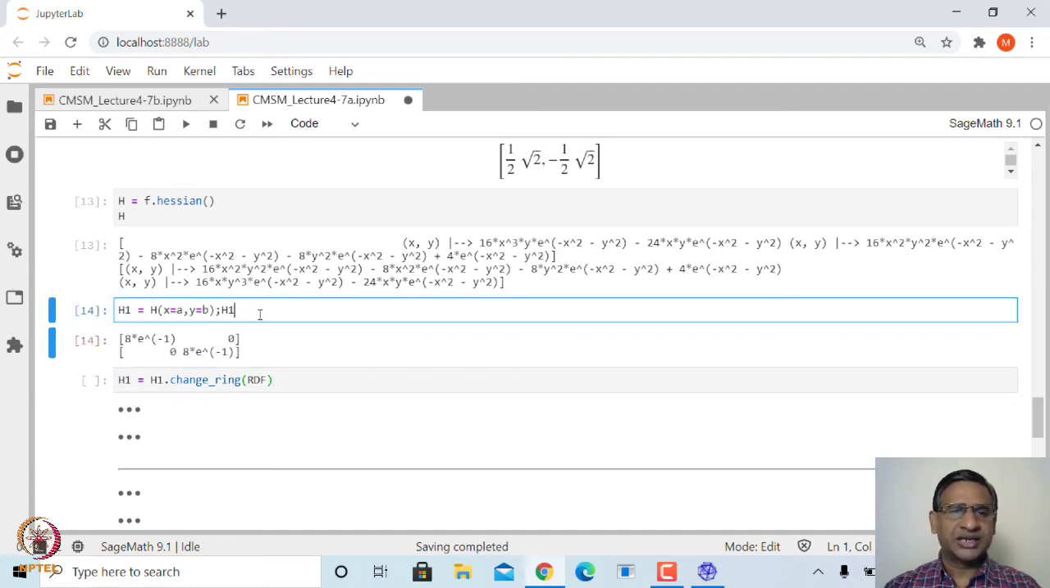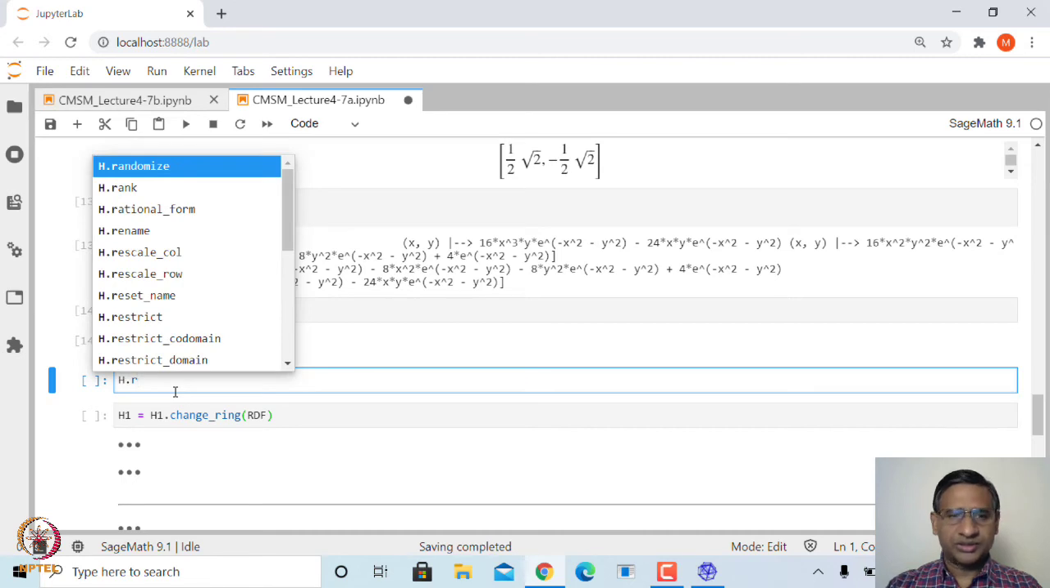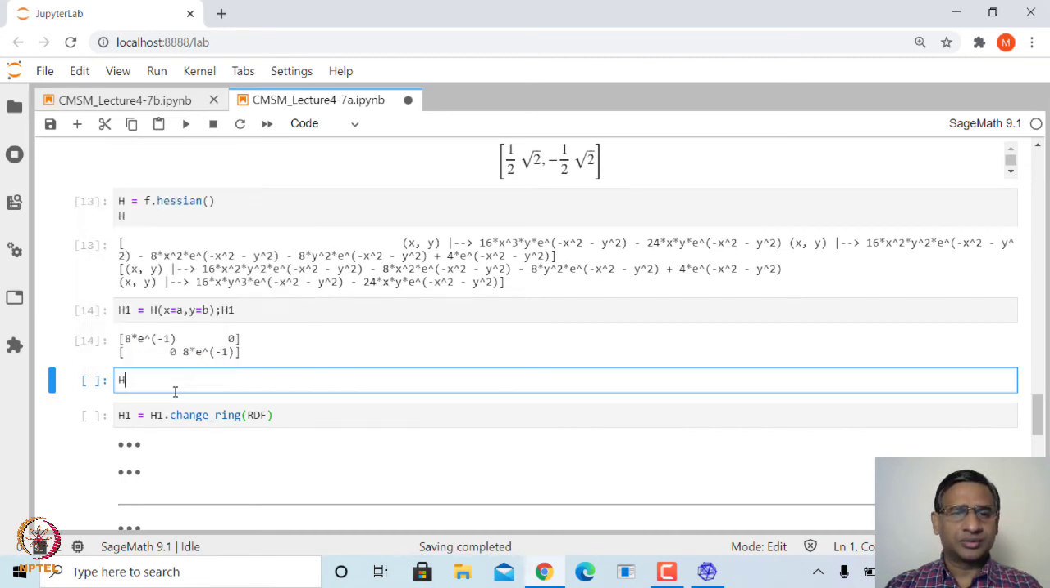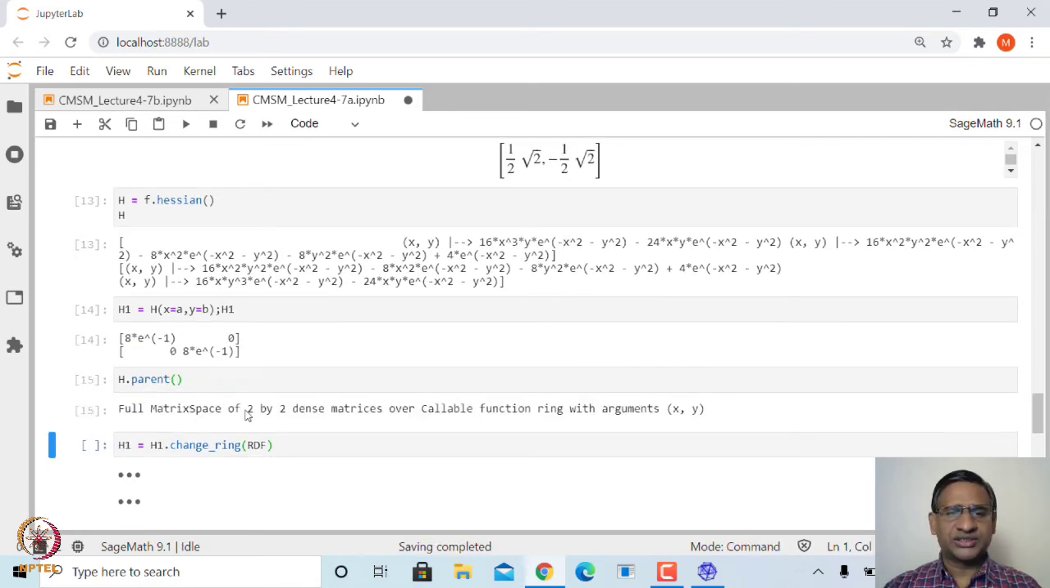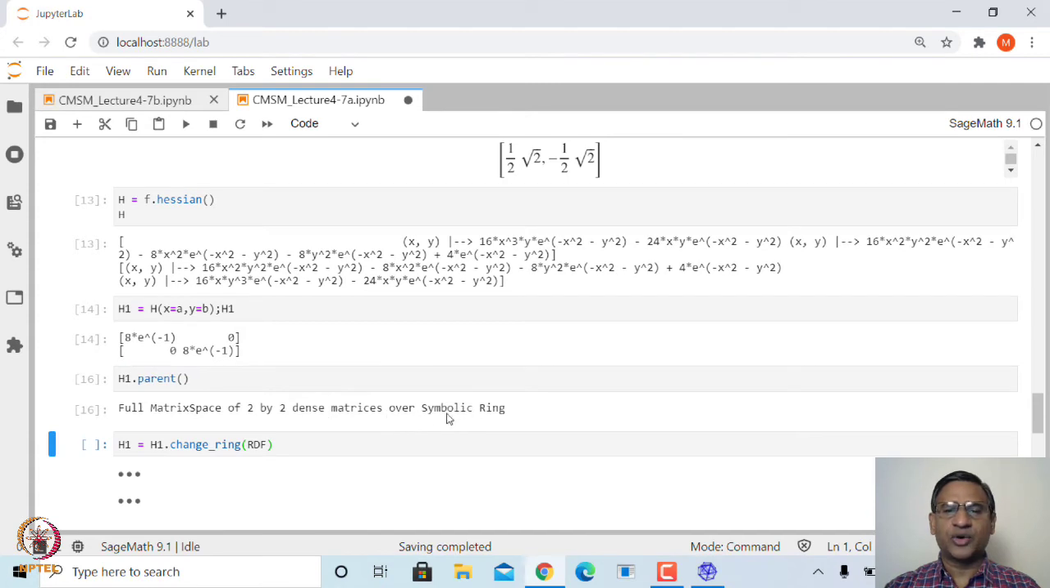Let us, for example, check h dot... I do not know whether there is a function called ring. It should be h dot parent. Okay, h dot parent. It says that this is a full matrix, 2 by 2 dense matrix over the callable function ring with arguments x and y. Let me call this h1. So this is a symbolic ring, a symbolic matrix in that sense.